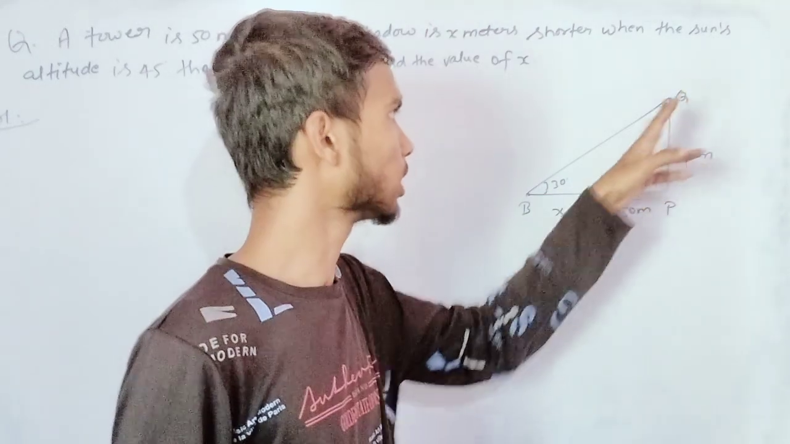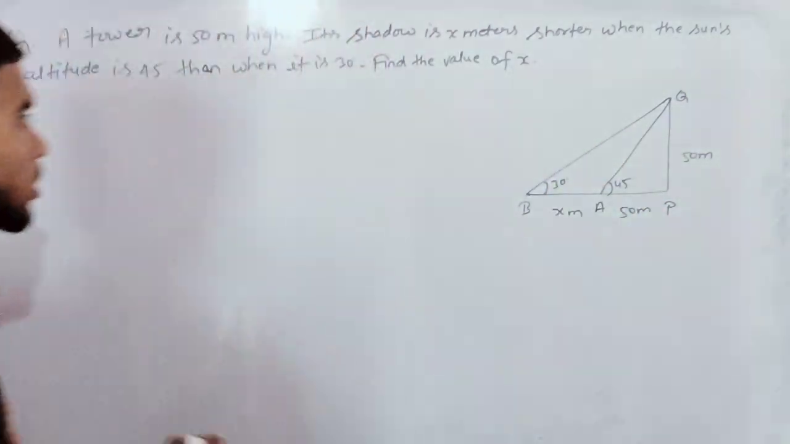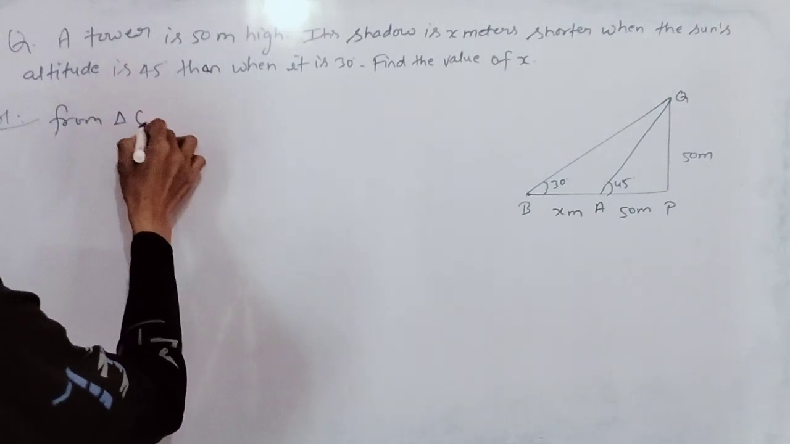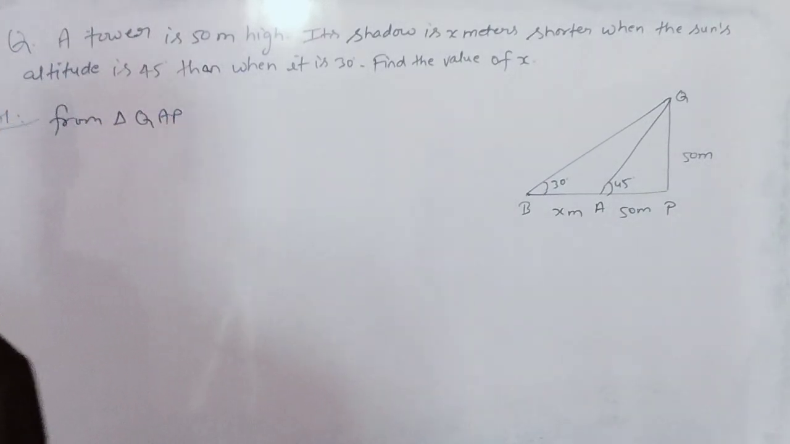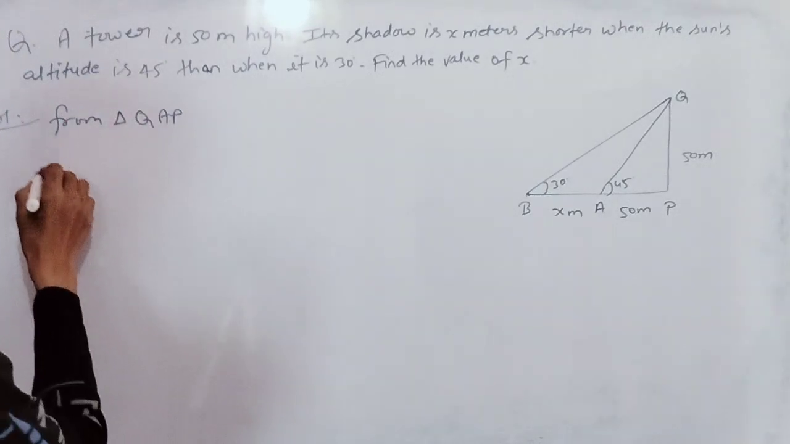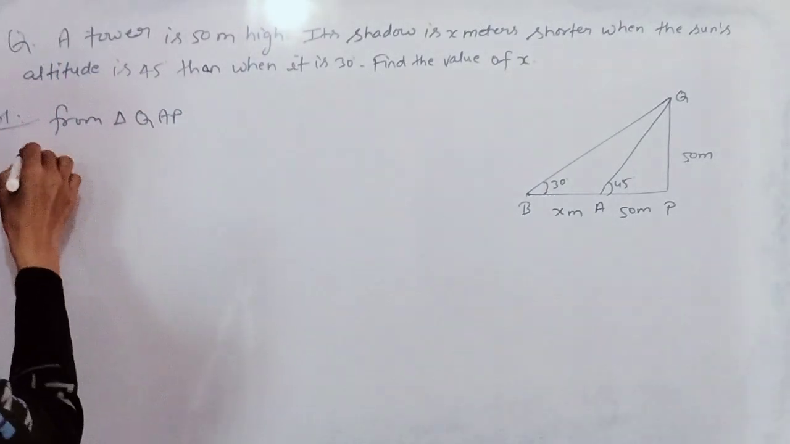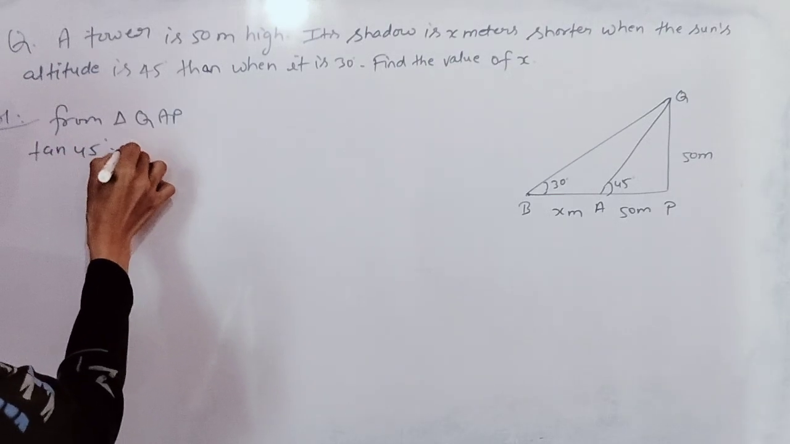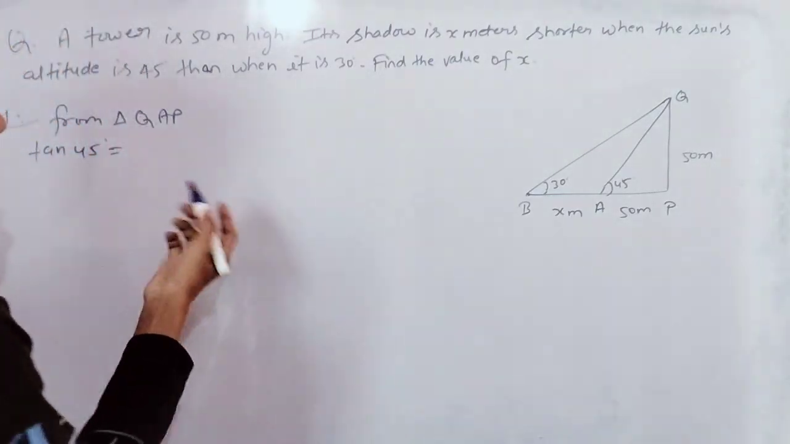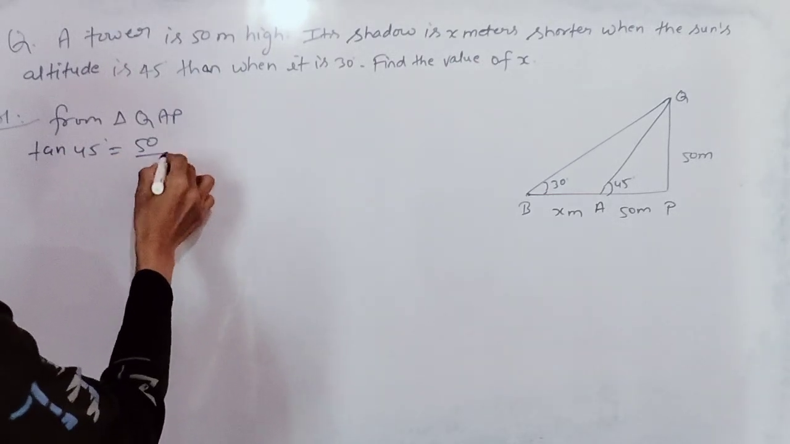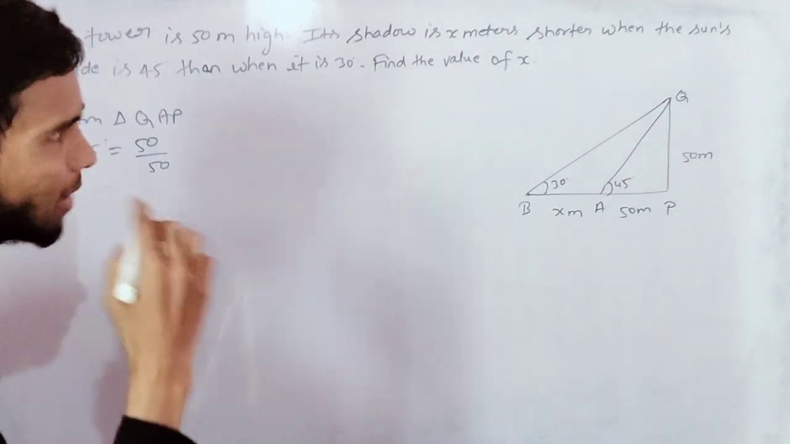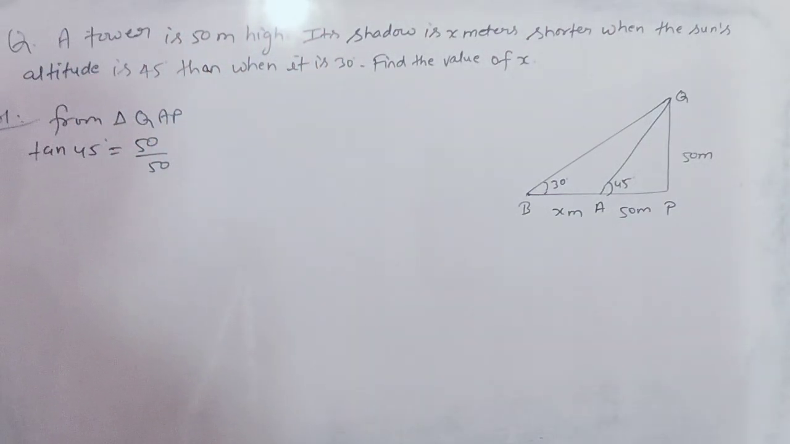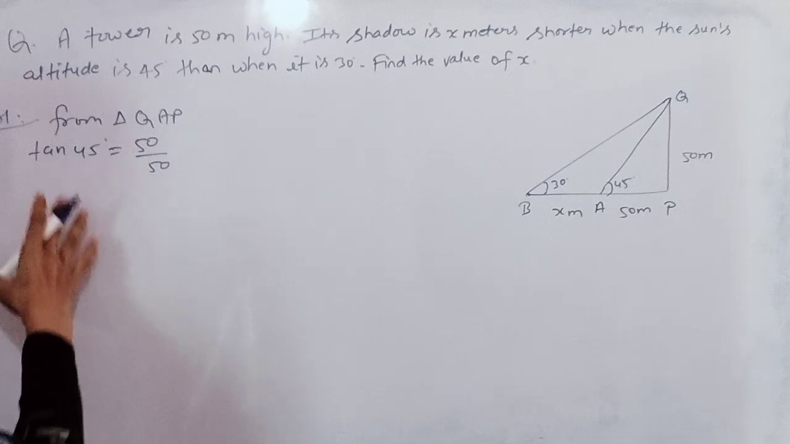First is QBP. Second is QAP. From triangle QAP, of course, tan 45 equals 50 upon 50. We have to find this, isn't it? So what are we finding? We don't know this.